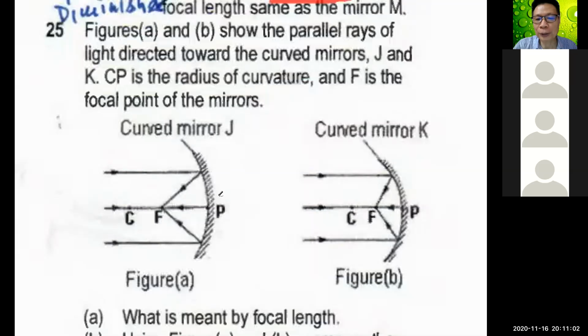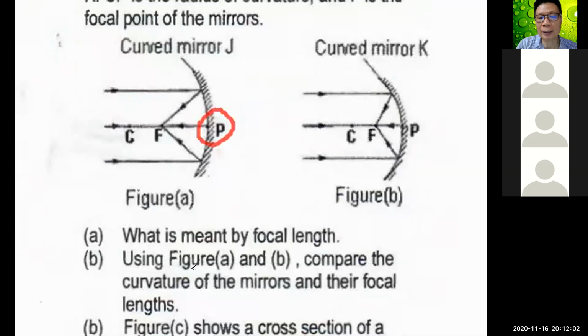Okay, this point P, what is the name given to P? Pole of the mirror. Yes, correct. Thank you, Ken Leong. So the answer for focal length is the distance between the focal point and the pole of the mirror. P-O-L-E, pole. Kylie, can you read out your answer? Focal length is the distance between the focal point and the pole of the mirror. Yes, very good, very clear, Kylie.